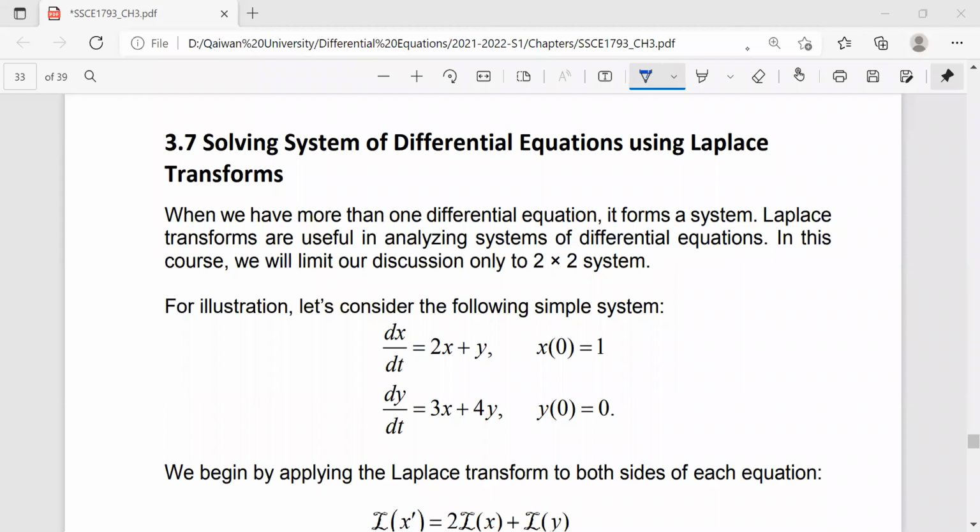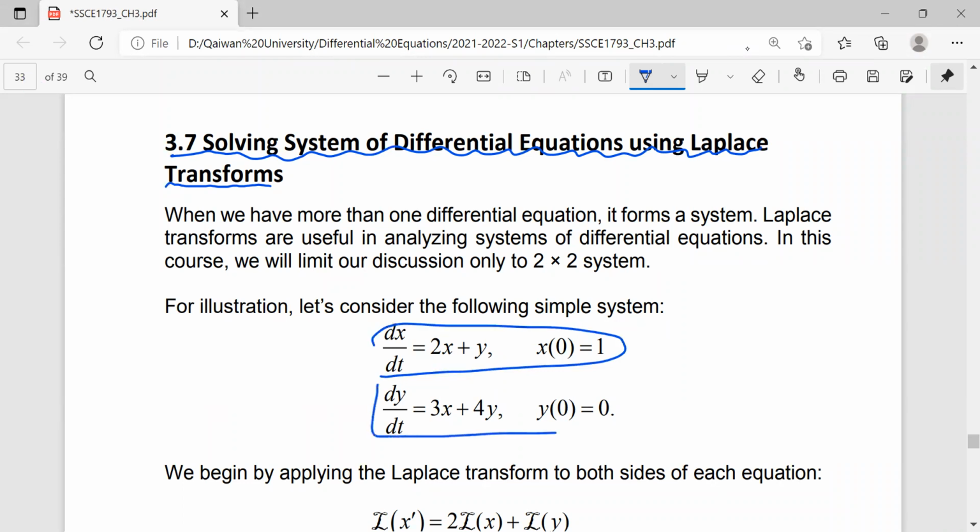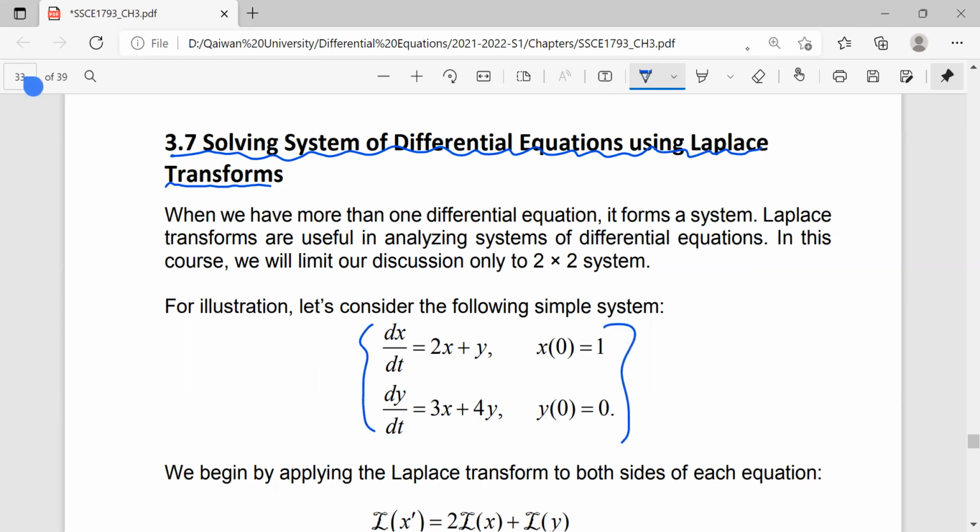And the last section in this chapter is about solving systems of differential equations by using Laplace transforms. That means if you have more than one differential equation, it's called a system of differential equations. Here we have two differential equations, this and that. Each of these is a differential equation, and both together are called a system of differential equations.